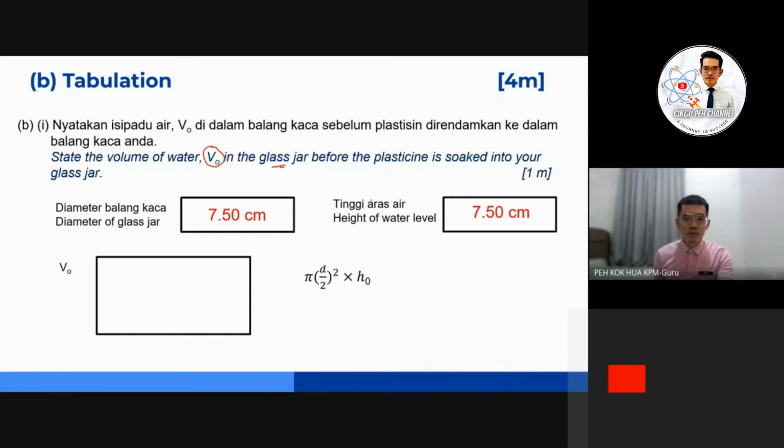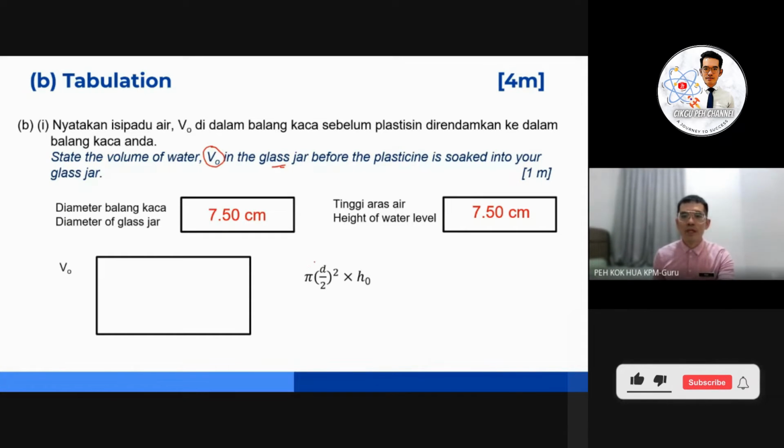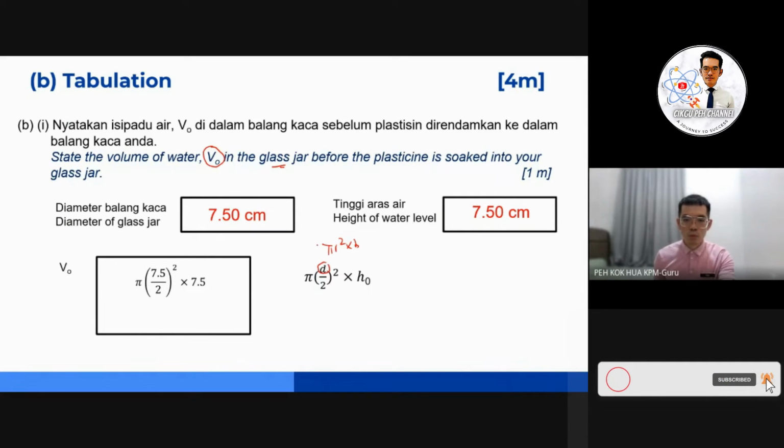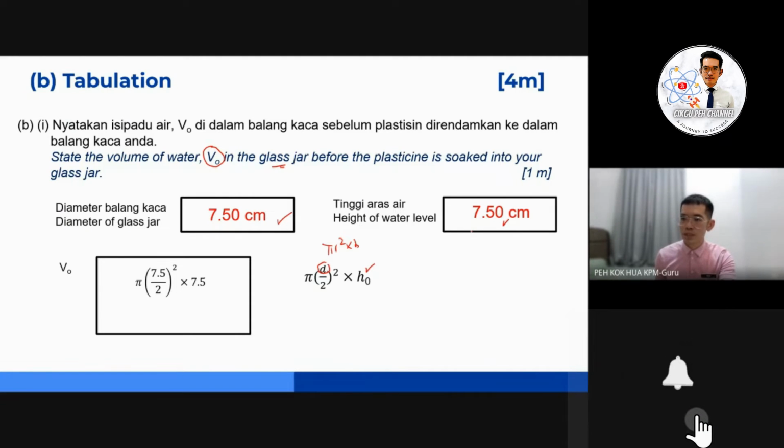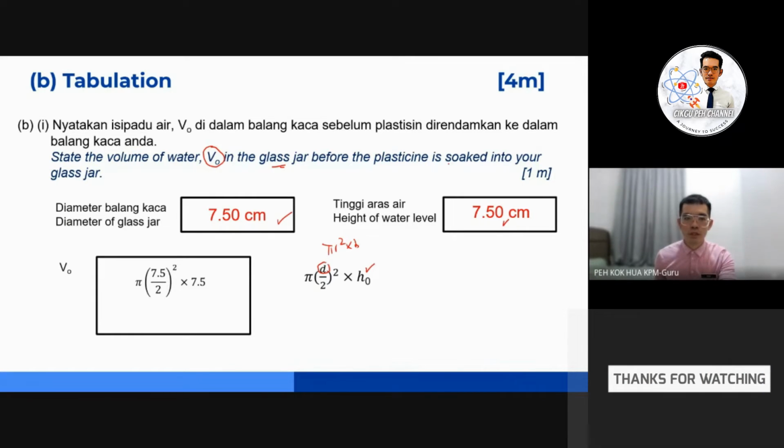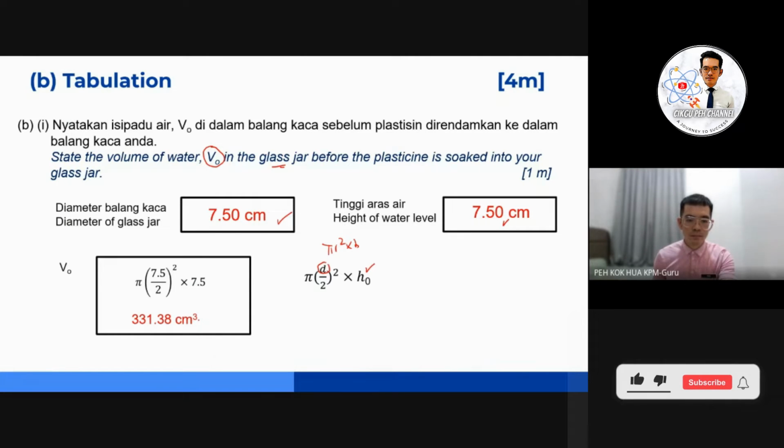Okay, so for the V0 we can calculate by using the formula pi r squared h. Okay, which is the formula for a cylinder actually. So we substitute the d with the value of 7.5, which is the measured diameter of the glass jar here, and then h0 also 7.5, which is the height of the water in the glass jar before the plasticine is put in the water. So we get 331.38 cm cube for my V0.